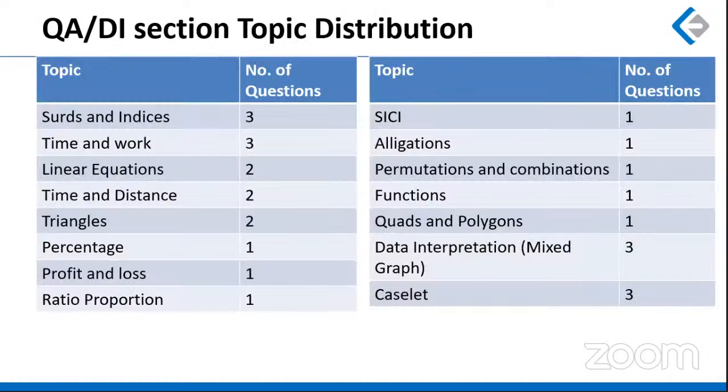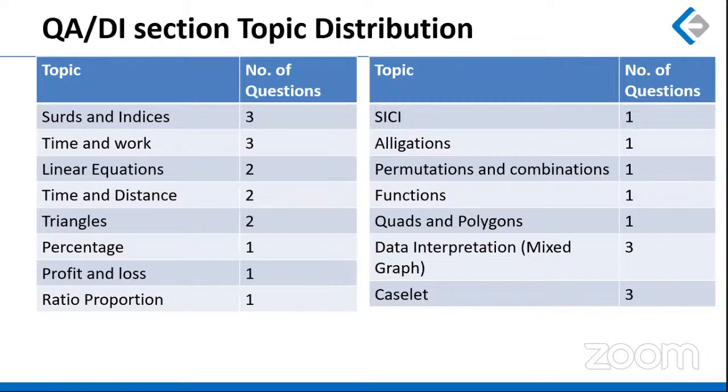So let's begin. This was the topic distribution of the QADI section in ZAT3. There were 3 questions each of surds and indices and time and work, 2 questions each from linear equation, time and distance, and triangles, and 1 question from the rest of the chapters, which are percentage, profit loss, ratio proportion, SICI, allocation. So each of these arithmetic-based topics found at least 1 question, including advanced arithmetic like permutation combination having 1 question. Function has a presence with 1 question, and 1 question from chords and polygons.